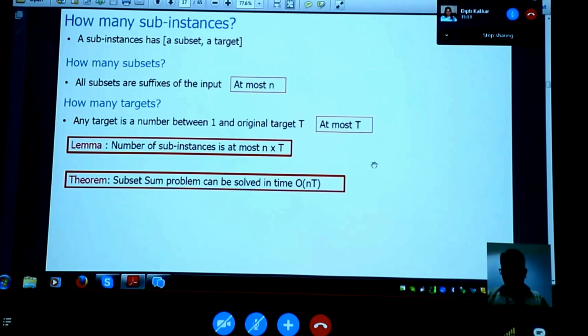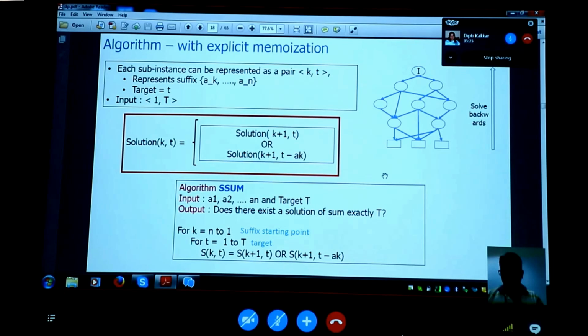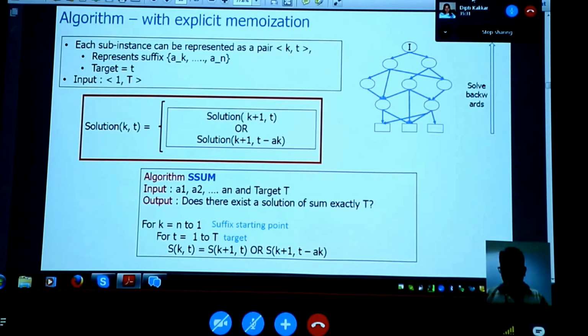Now we'll explicitly do the memoization and write a much more natural program, instead of saying that do it recursively and memoize. Instead of that, let's write a program without recursion, which has this memoization explicitly there. So how do you do that? You do that by solving the thing backwards. That's how you write this program.